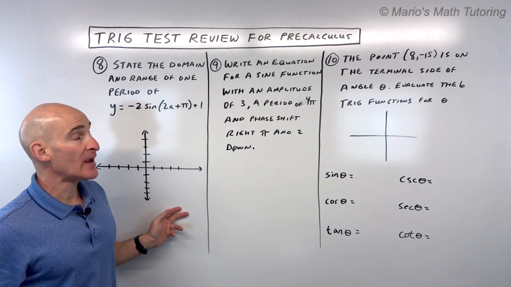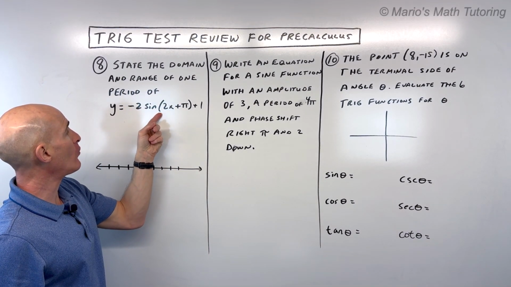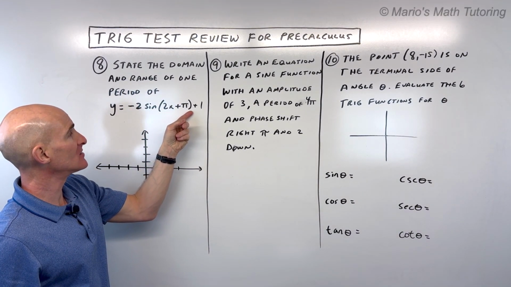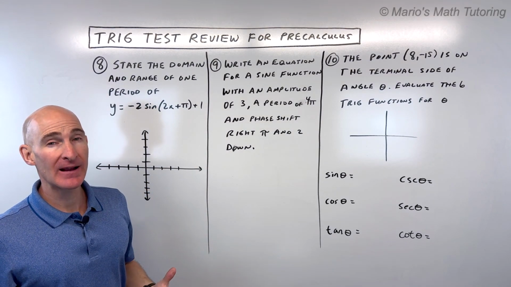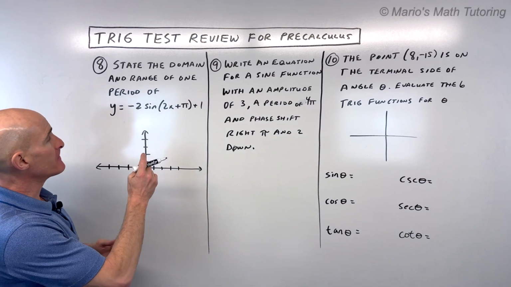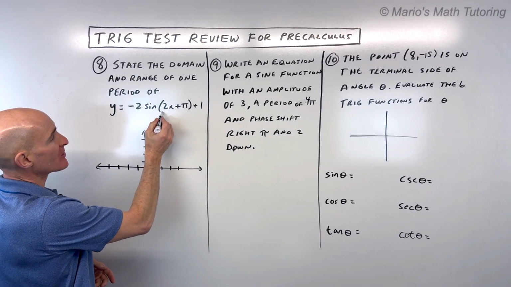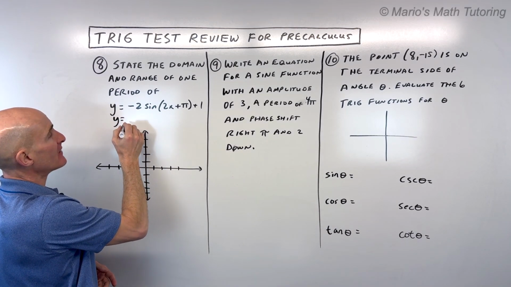Okay, let's take a look at number 8 now. It says state the domain and the range of one period of y equals -2 sine (2x plus pi) plus 1. So how are we going to find the domain and the range of one period? Well, let's see if we can graph this. The first thing I like to do is factor out this b value, or this number that comes in front of the x, so that we can identify the phase shift.